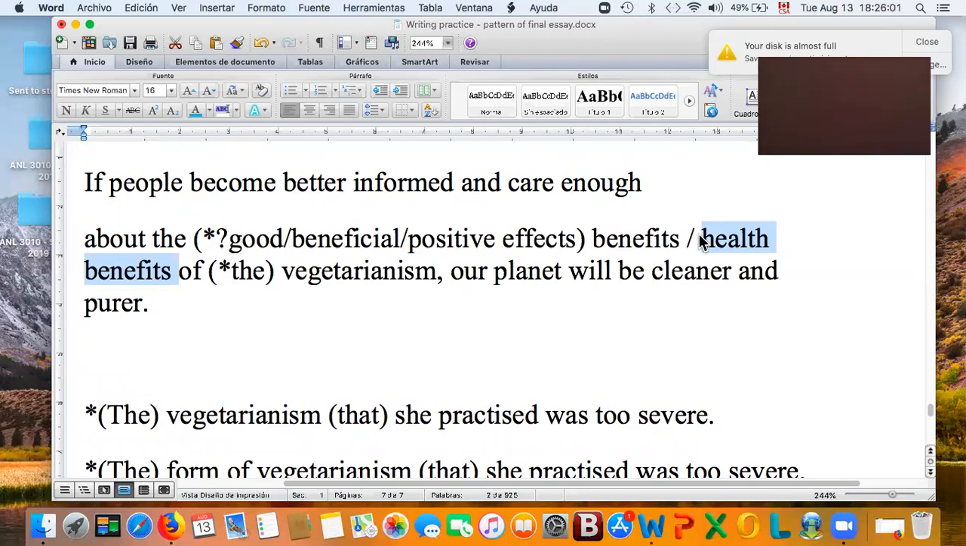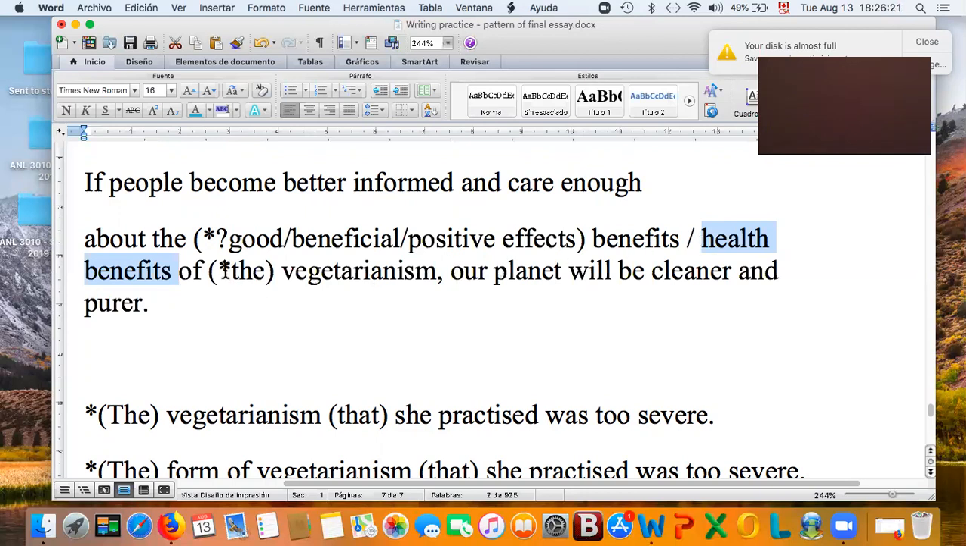Again, this is a nominal compound used to narrow down a category of phenomenon. The category of phenomenon is vast, it's benefits. So what kind of benefits? What kind? That's when we use the compound noun, health benefits.